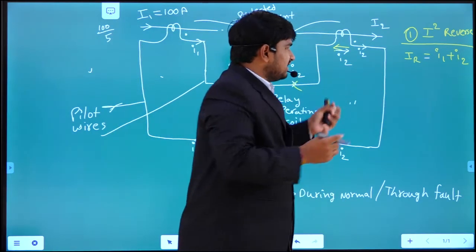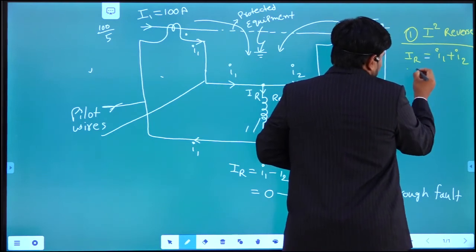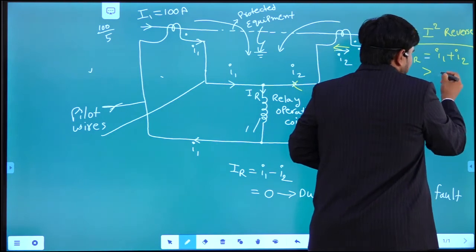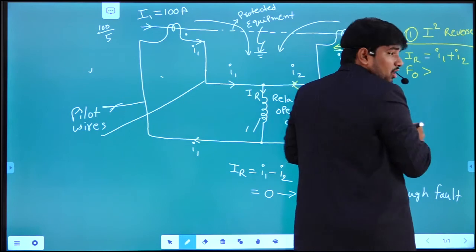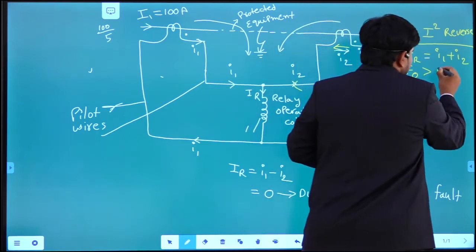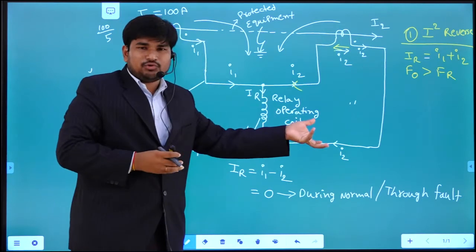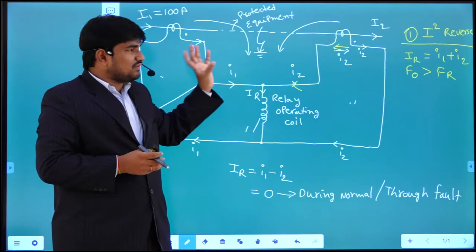In this case, if this IR value is greater than some restraining force, let me call it, the operating force is greater than the restraining force, what happens? It will send the signal to the circuit breaker and the circuit breaker will trip. So this is one case.